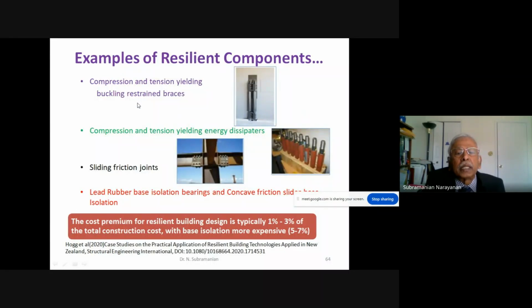Compression and tension yielding buckling restrained braces, which we already discussed, and then compression and tension yielding energy dissipators like this, sliding friction joints, these are examples, and lead rubber base isolation bearings and concave friction sliding base isolation. Of course, they have calculated the cost and found that the cost premium for resilient building design is typically 1 to 3% of the total construction cost. Base isolation is slightly more expensive, at 5 to 7% of the total construction cost.